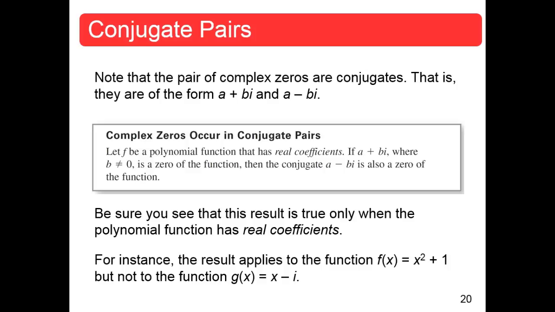If f is a polynomial function with real coefficients, they don't have to be integer coefficients, real coefficients, then if a plus bi, where b is not equal to zero, is a zero of the function, then the conjugate, a minus bi, is also a zero of the function. Be sure you see that this result is true only when the polynomial function has those real coefficients. If you have a complex coefficient, it doesn't work.